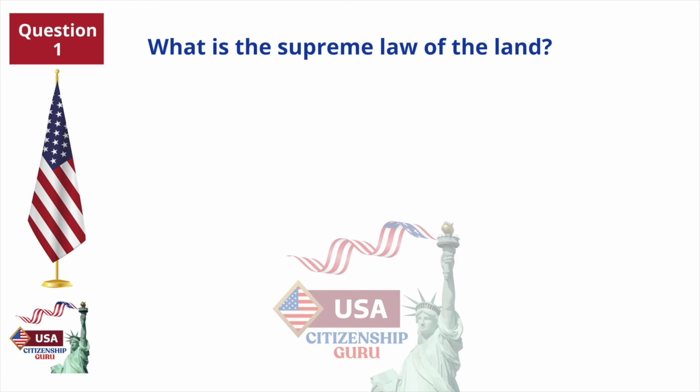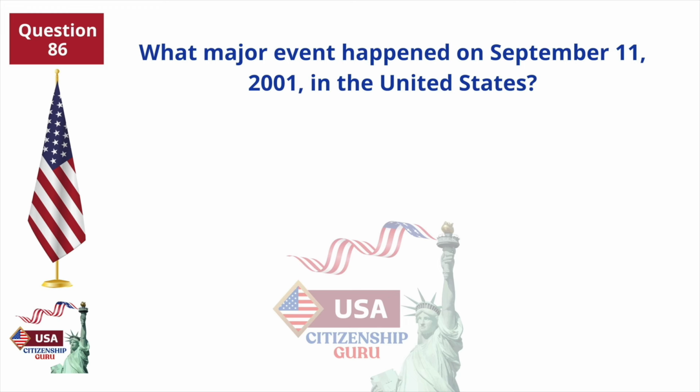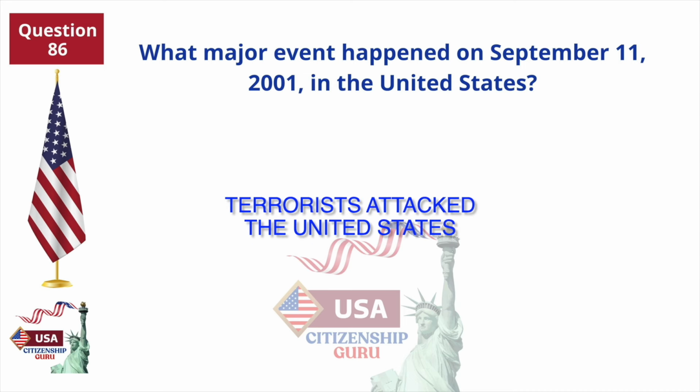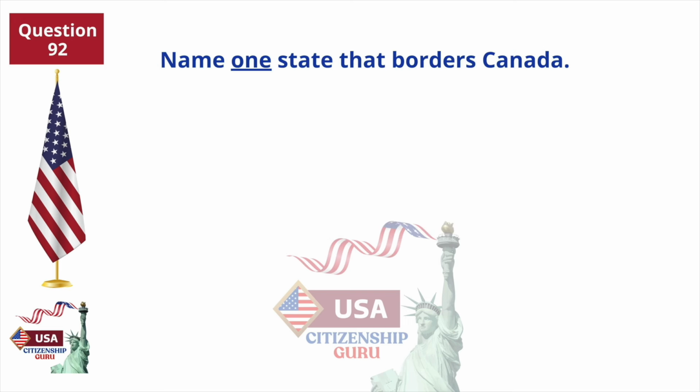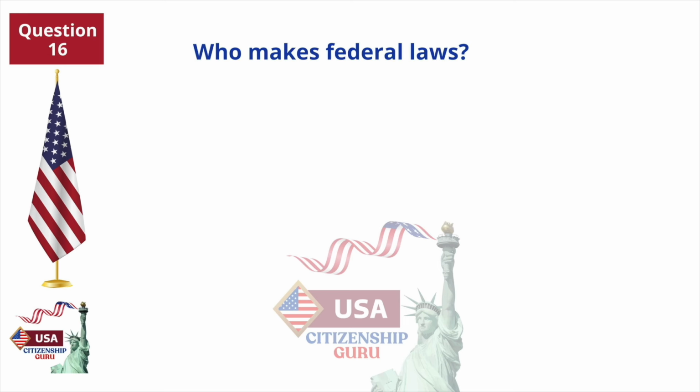What is the supreme law of the land? The Constitution. What major event happened on September 11, 2001 in the United States? Terrorists attacked the United States. Name one state that borders Canada. New York. Who makes federal laws? Congress.